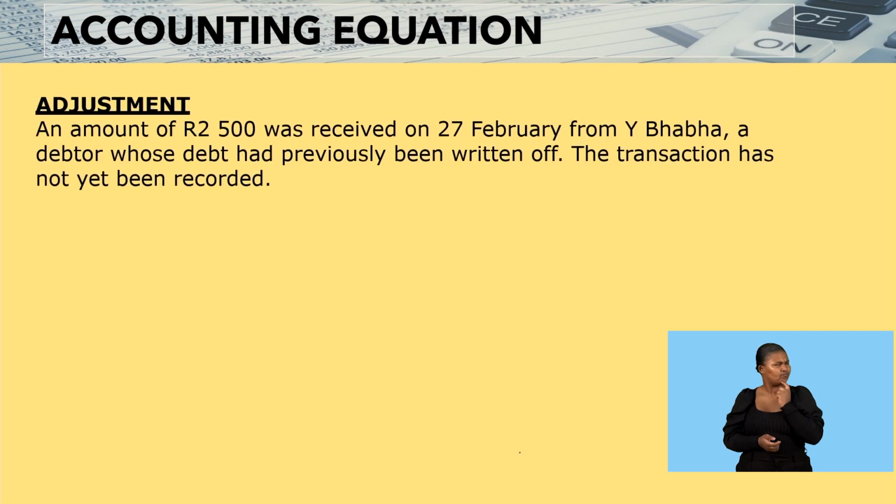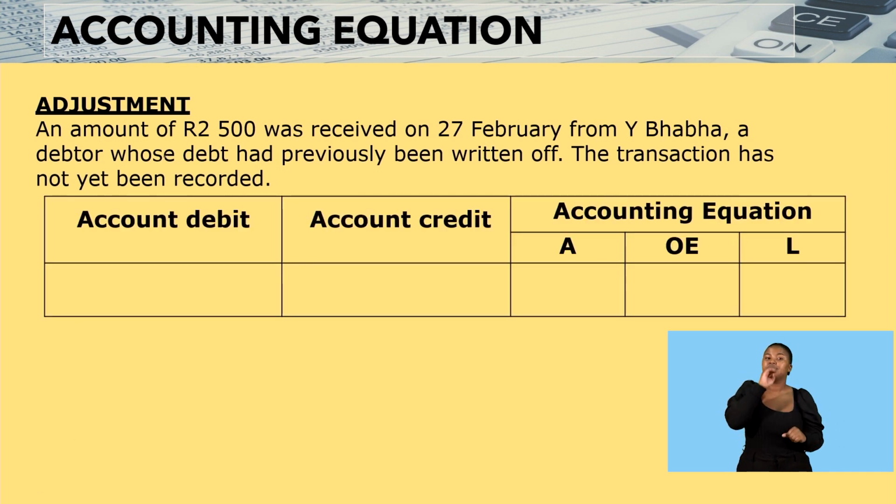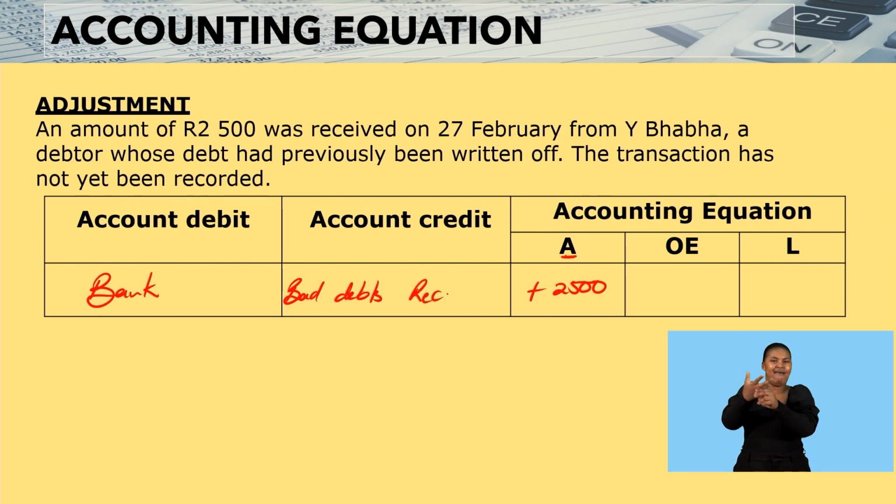How then will this transaction affect the accounting equation? When I come to my accounting equation, I'm saying the amount of 2,500 was received. If the amount is received, the account to debit is bank, and the moment I debit bank, it affects my assets. So on my assets, it's going to be plus 2,500. And the account to credit is bad debts recovered. Bad debts recovered is income, so on my owner's equity it is plus 2,500, and this has no effect on my liabilities.